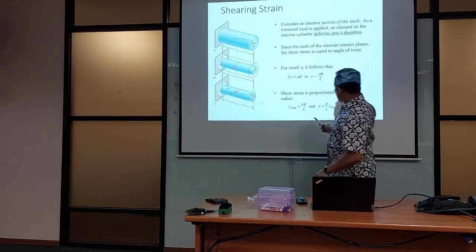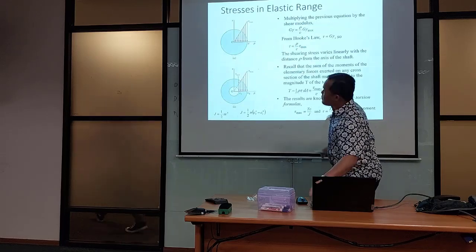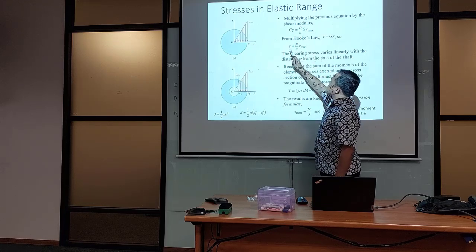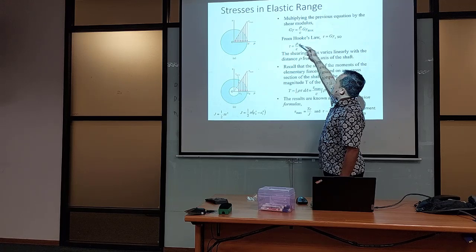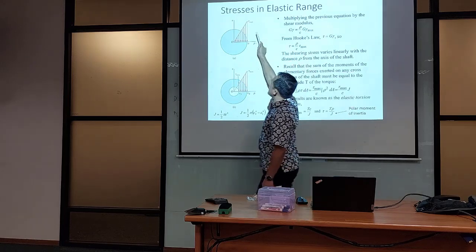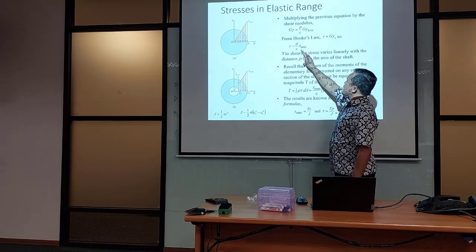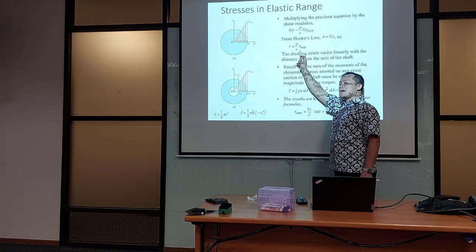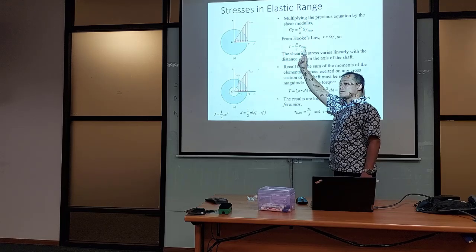The previous slide shows this relationship, rho over C times gamma max. You apply a similar way, times G. Now this equation becomes tau equal to the ratio of radius multiplied by tau max. So this explains the relationship. This is linearly distributed, meaning that when rho equals C, tau will be equal to tau max.